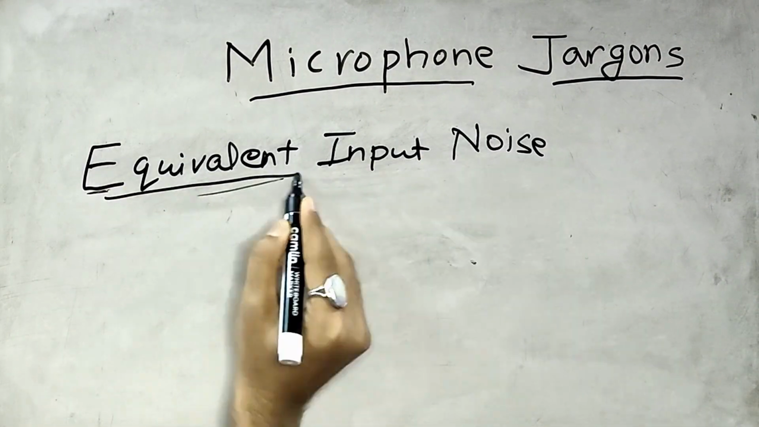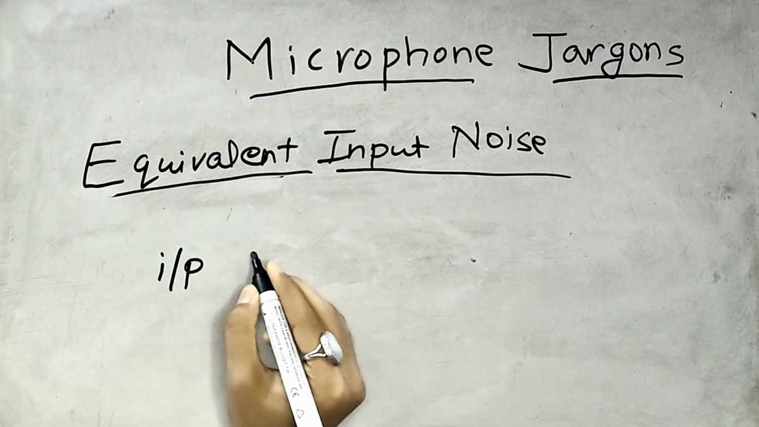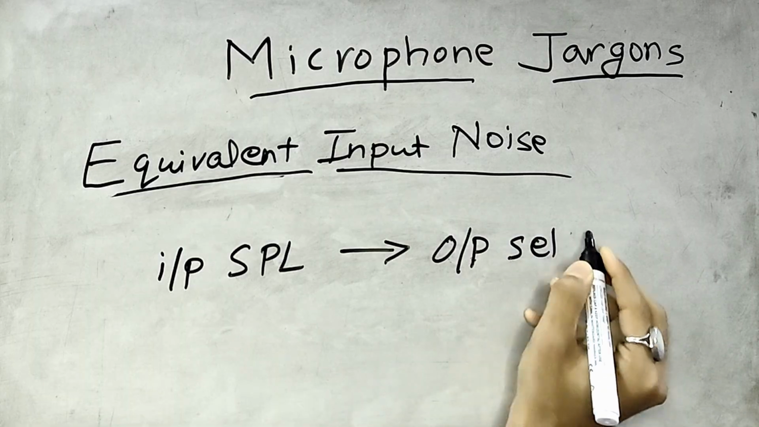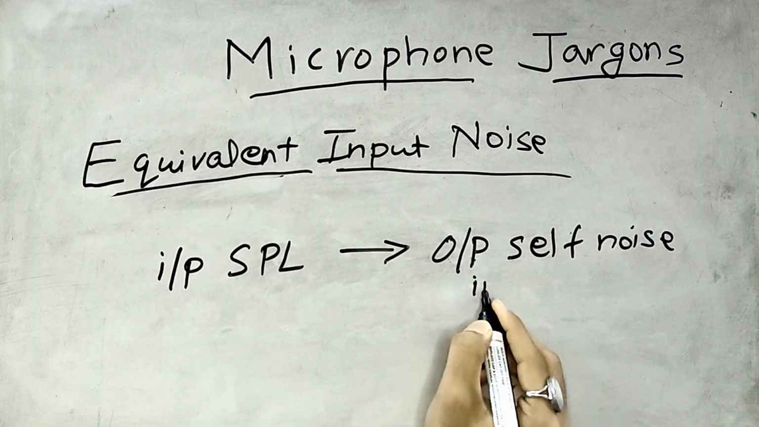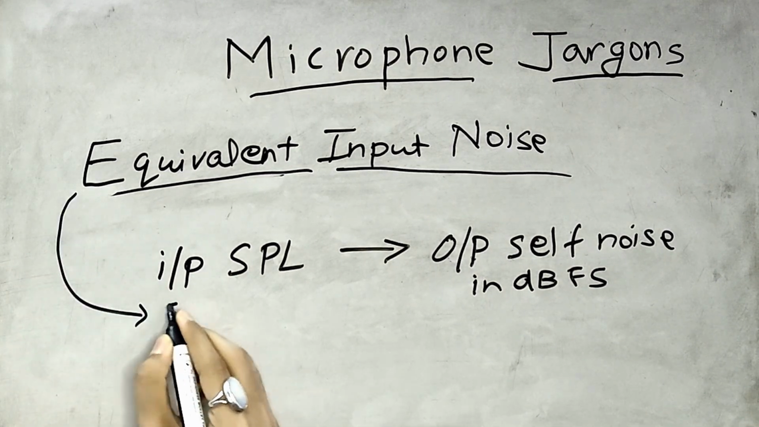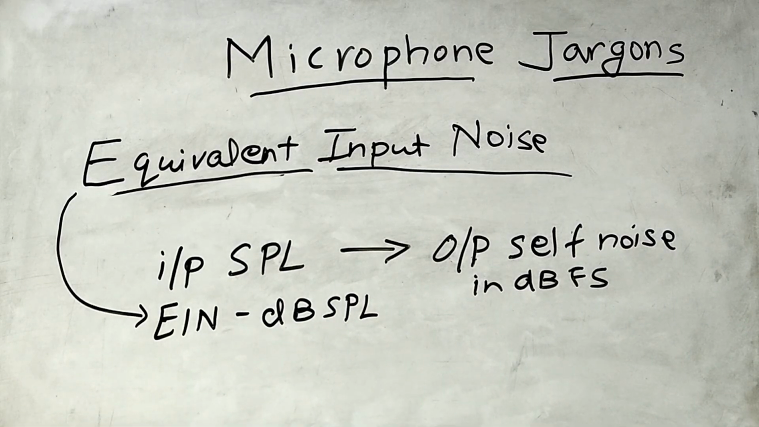So EIN is one of the most misunderstood but most useful parameters, and it answers the question what SPL of actual sound would produce the same output as the microphone's own internal noise. So EIN is in dB SPL or acoustic representation. Noise floor is in dBFS or digital representation.